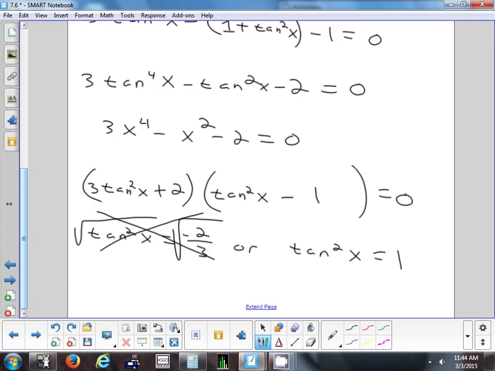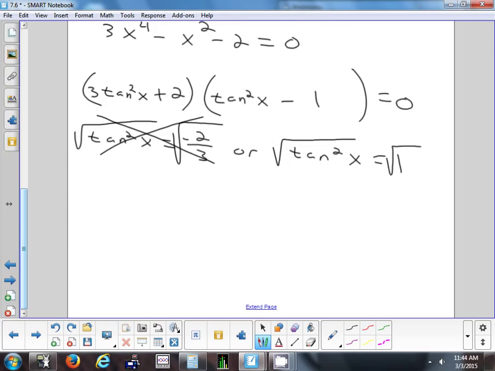This part, same idea. Take the square root of each side. James, what would I get on the left when I take the square root of tangent squared? I want to say tangent, but I feel confused. Well, why are we taking the square root? We're just trying to get rid of one thing, which is the square. So that leaves us with just tangent.